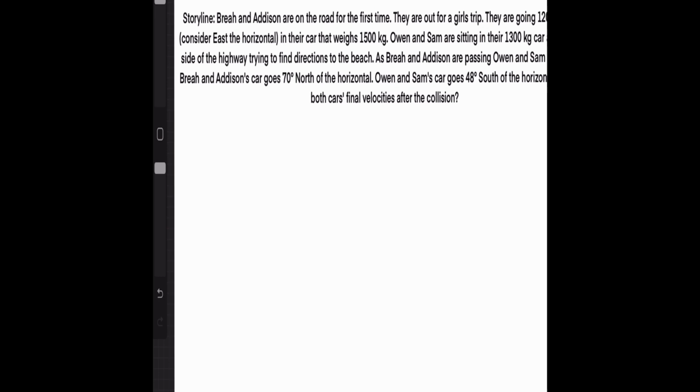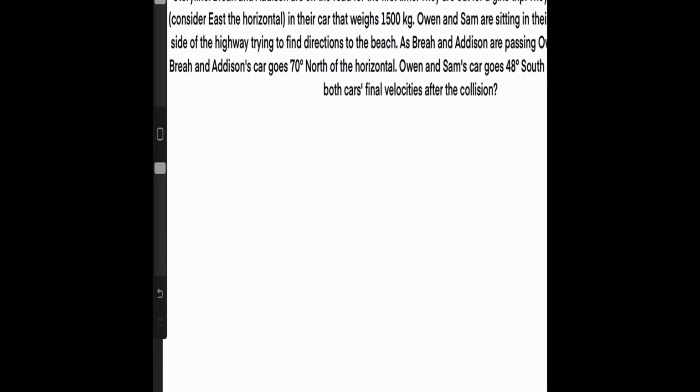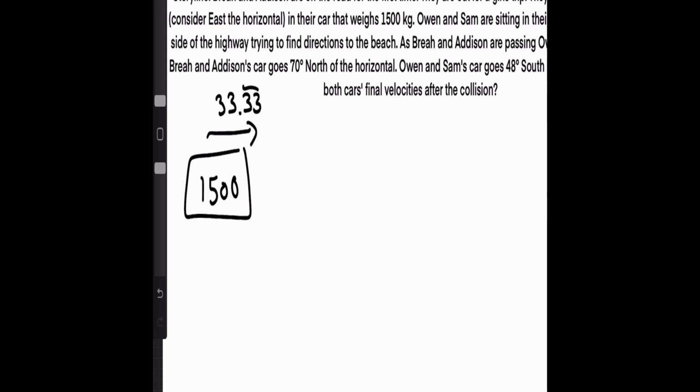So we will start by drawing a diagram of what the cars were doing before the collision. So here is Breah and Addison's car that weighs 1,500 going in this direction, and we will convert the 120 kilometers an hour to meters per second, which will be 33.33 repeating meters per second, approximately. And then we have Owen and Sam's car, which is 1,300 kilograms and is at rest, which is 0 meters per second.